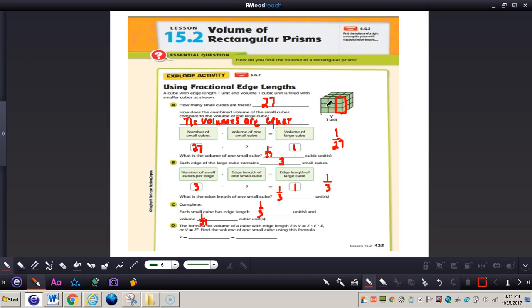Now the formula for volume of a cube with edge length L is V equals L times L times L, or you can see in letter D, V equals L to the 3rd. So knowing that, we can look at the edge and figure out 1/3 times 1/3 times 1/3. That's going to equal 1/27th of the whole entire unit. So we'd be able to figure out how many cubes are in that whole entire unit, because 1 then would equal 1/27th of the whole unit.